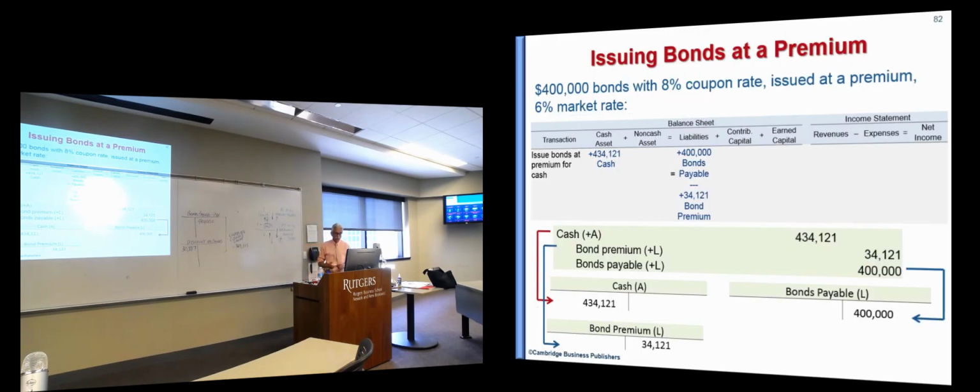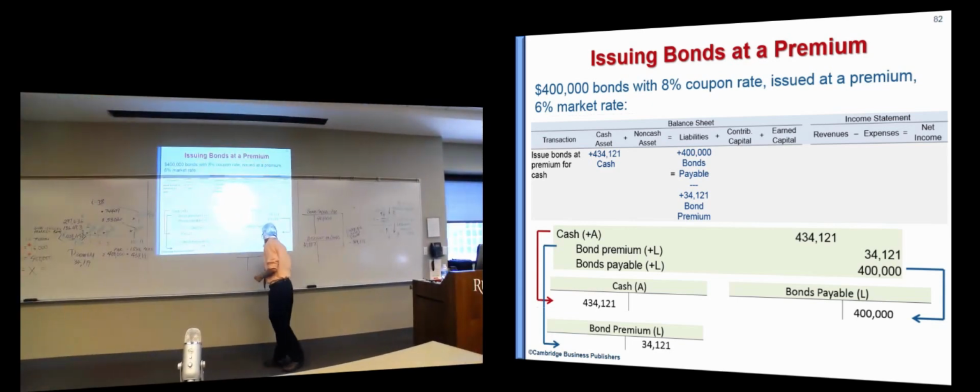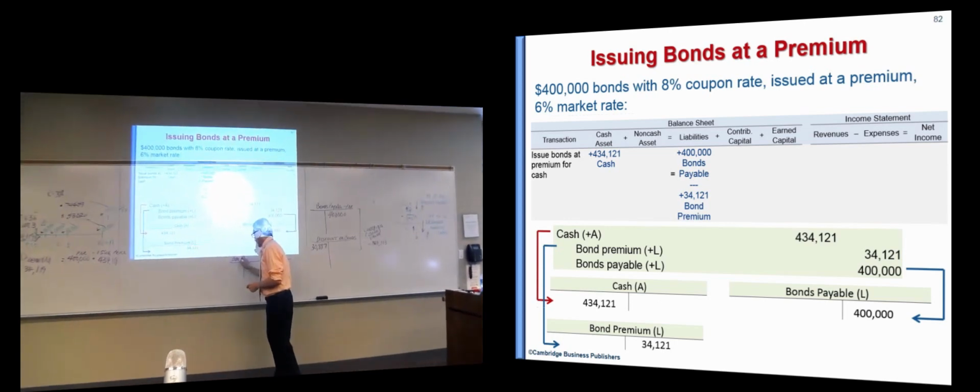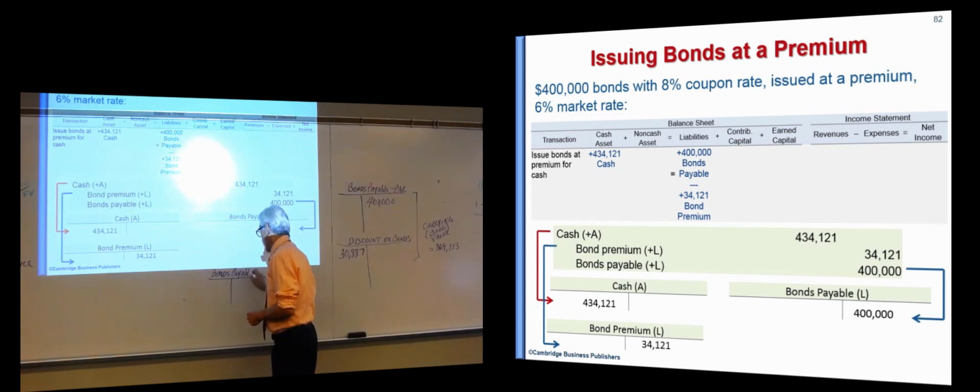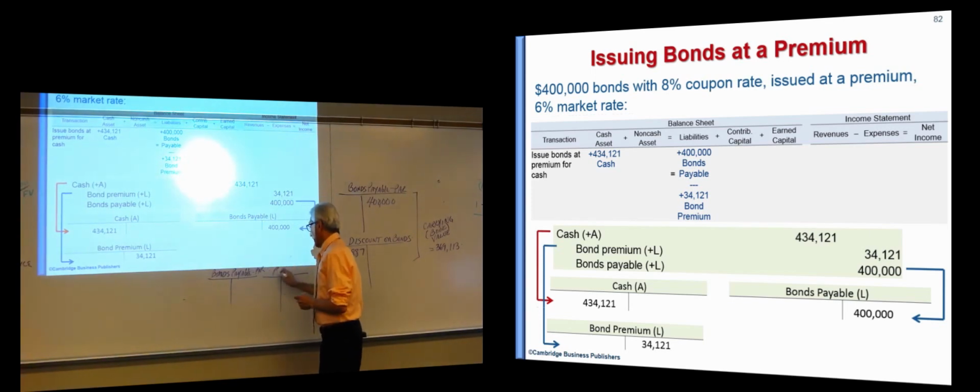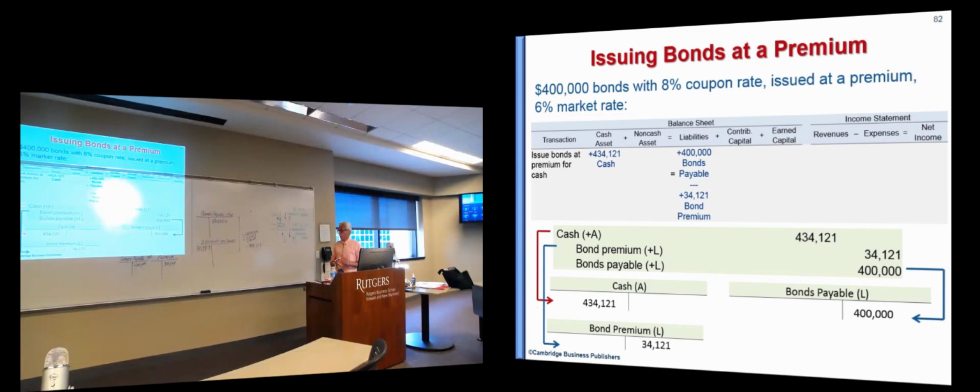And for the premium, is, if you like, an adjunct account. It gets added to the liability. So if you look at the premium account, bonds payable at par, and then the premium. So the bonds payable at par of 400, premium was 34,121. So when you issue the bonds, you're going to debit cash 434,121. You're going to credit bonds payable at par, and you credit the bond premium. And this is known as an adjunct account, or you add it.